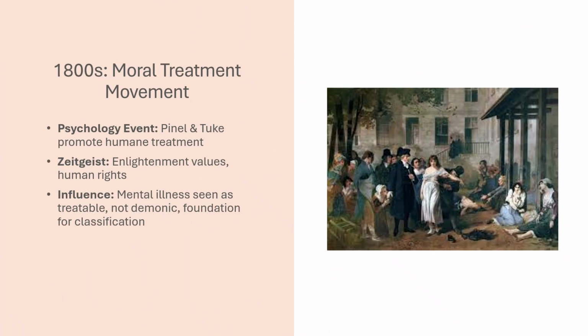In the early 1800s, the moral treatment movement led by Pinel and Tuke reframed mental illness as something treatable rather than a moral or spiritual failure. This shift emphasized observation, documentation, and human care, creating the foundation for future classification systems.